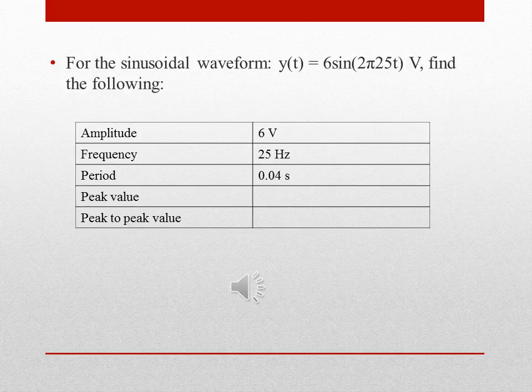The peak value for the waveform is the same as the amplitude. For this reason, we can put the peak value equal to 6 volts. Now the peak-to-peak value is just 2 times the peak value. Therefore, the peak-to-peak value equals 12 volts.